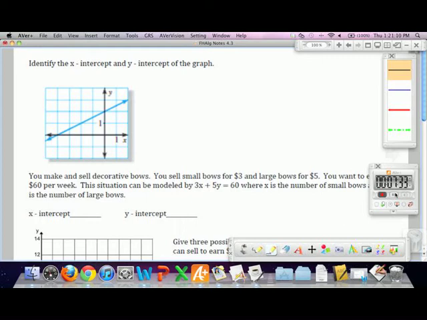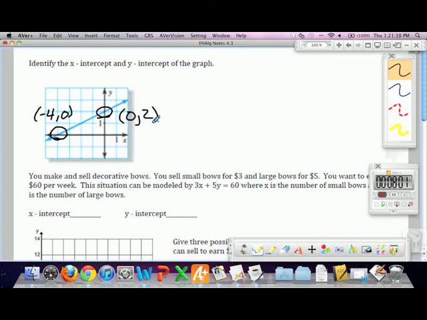Is right there. What's the coordinates of that? Left 4, up 0. The y-intercept is where it crosses the y-axis, which happens to be right there. What's the coordinates of that point? Left and right 0, up 2. Perfect. X-intercept, y-intercept.